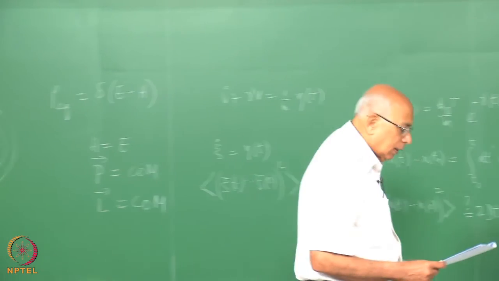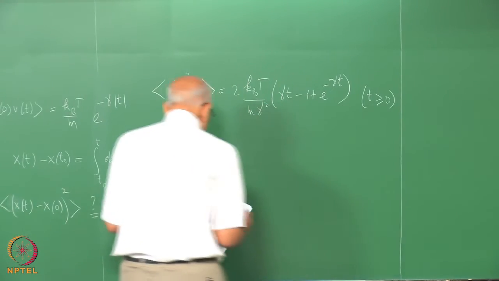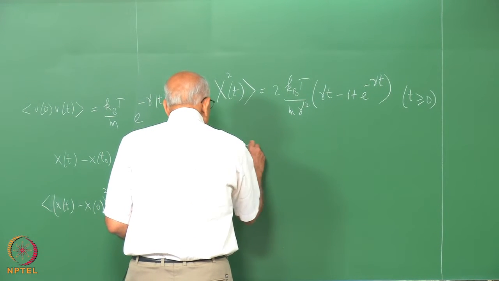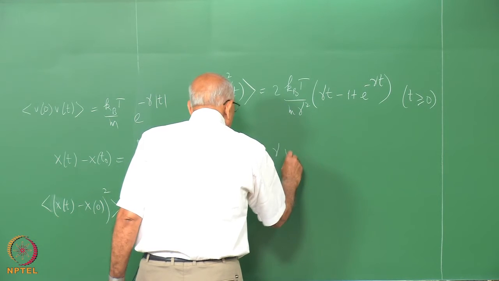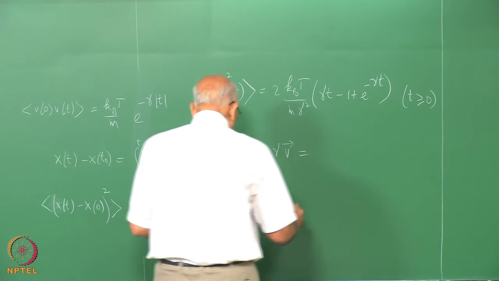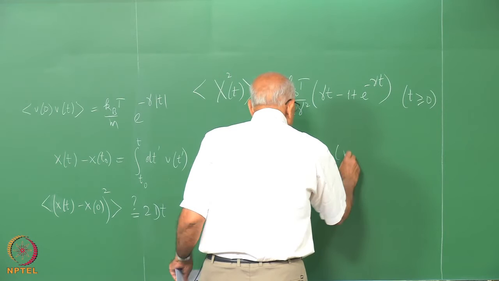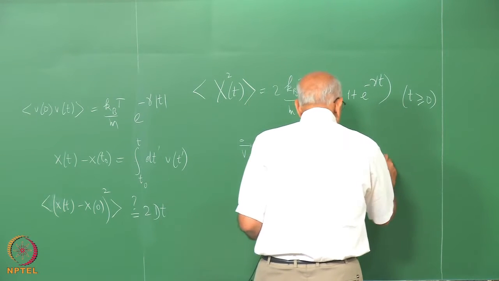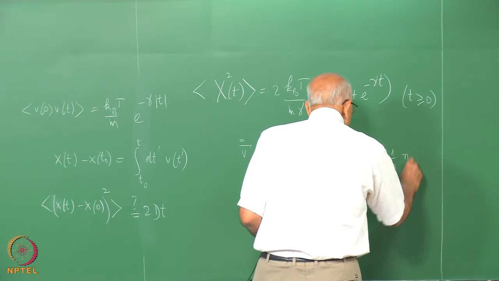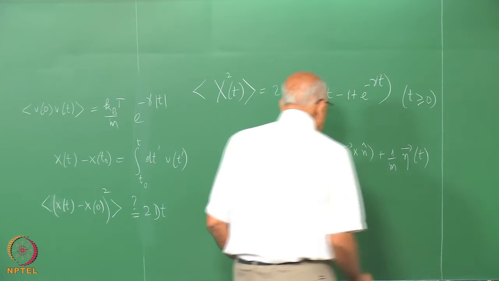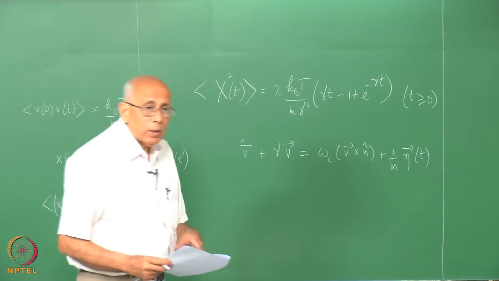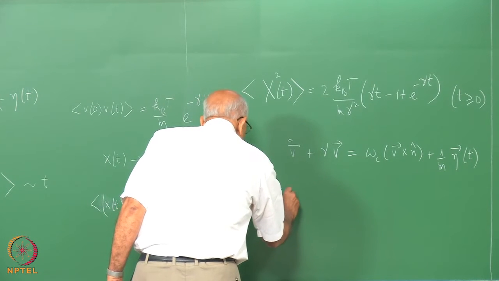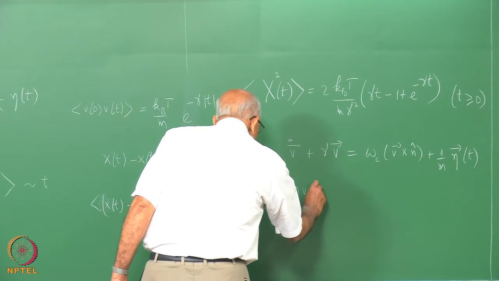In fact, we computed this. You notice that the V should have been a boldface in the dot. So the equation is V dot plus gamma V, this quantity here was equal to the cyclotron frequency V cross the direction of the magnetic field plus 1 over m, a vector valued white noise. In this case, we know what the velocity correlation does. We know that Vi of 0, Vj of t.